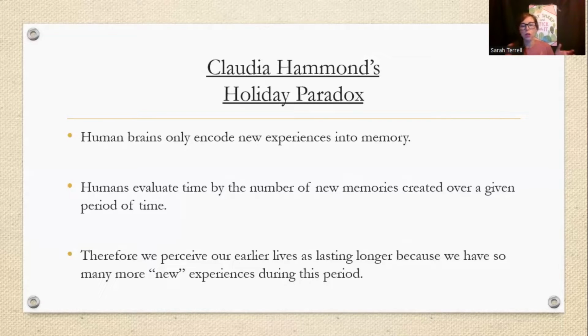And so that's happening. And then at the same time that these things are happening, the way that we're judging time is also changing, right? So Claudia Hammond says that we're judging time based upon how many new memories we have. So if we are judging time by how many new memories we're creating, and we're not creating new memories in our old age, then it's going to feel like that time has gone by really, really fast because I can't remember what happened over the last 6 months because I didn't have any new experiences that became new memories.